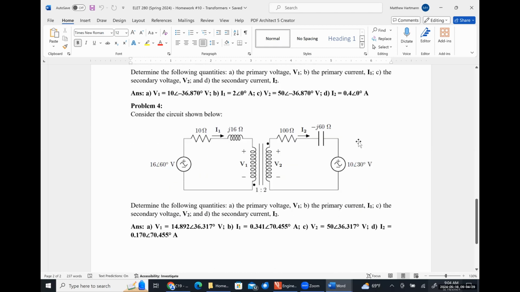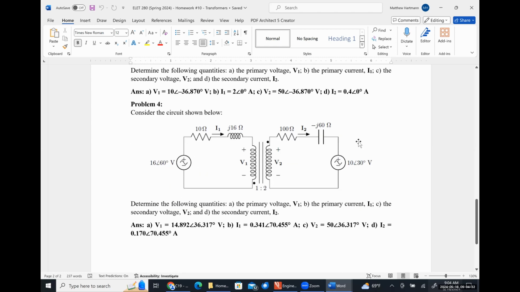For problem 4, very similar thing, except not only did I reflect that impedance of 100 minus J60, I also reflected that voltage of 10 angle 30. So when we reflect the impedance, we divide by A squared. When we reflect that voltage source, we just divide by A, based on our definition of the turns ratio N2 over N1. Once we move that voltage source and that 100 minus J60 ohm impedance over to the other side, we just have a simple circuit with no transformer in it whatsoever that we can analyze very easily. Yep, just impedances and voltages, absolutely right.